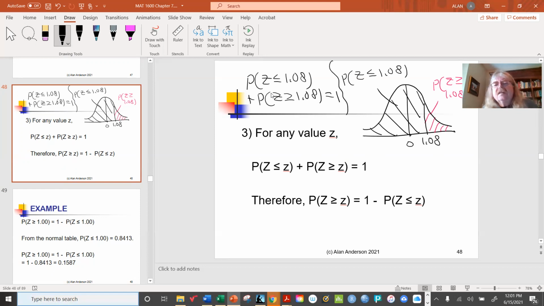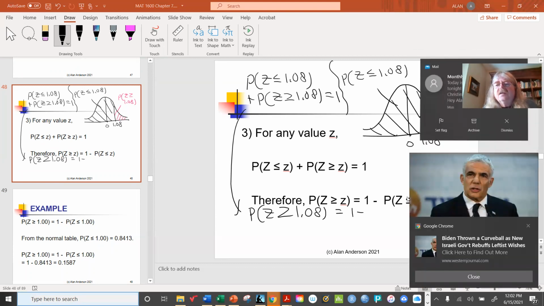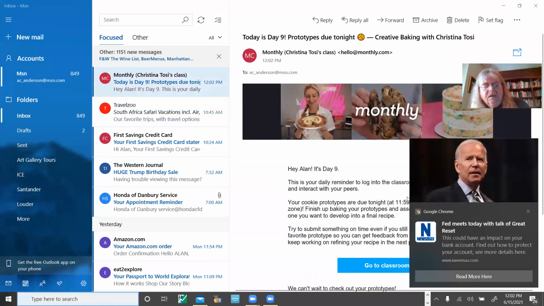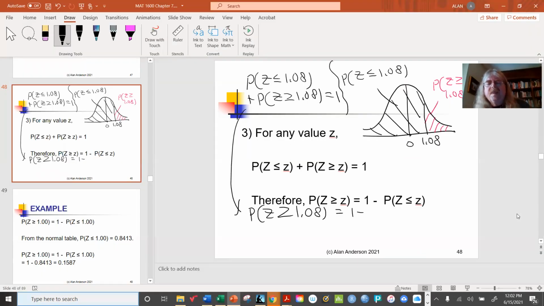And the reason why this is really going to be helpful with the tables is because if you had to figure out the probability that z is greater than or equal to 1.08, which is not on the table, you could simply turn it around, which is exactly what we did with the binomial distribution, and just write it like this. And of course, this 1.08 is on the table. So you can go look it up. In fact, let's go look it up.